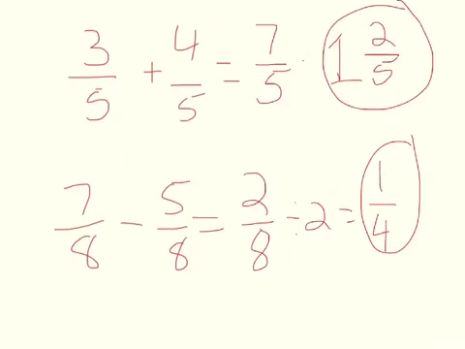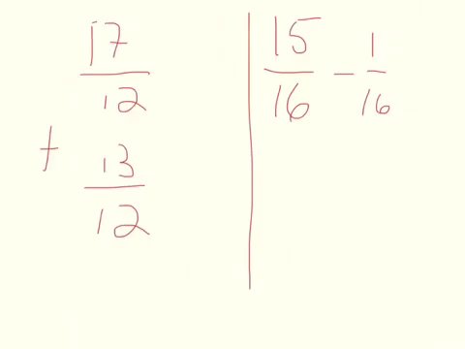Okay, if that didn't make sense, you're going to want to rewind and watch some of these examples again. The next slide is going to be your homework slide. You got a sneak preview of this in class today, but here's your homework. It's 17 twelfths plus 13 twelfths, and then 5 sixteenths minus 1 sixteenth. Okay, good luck, and I'll see you tomorrow.